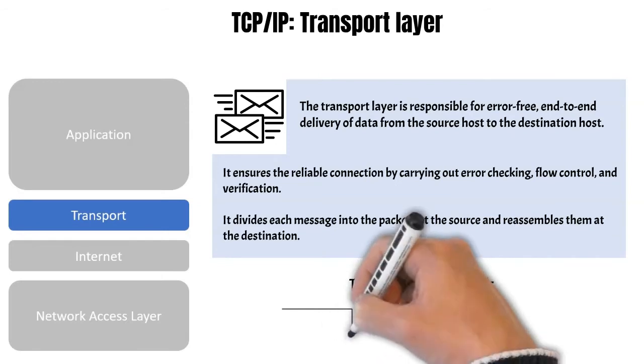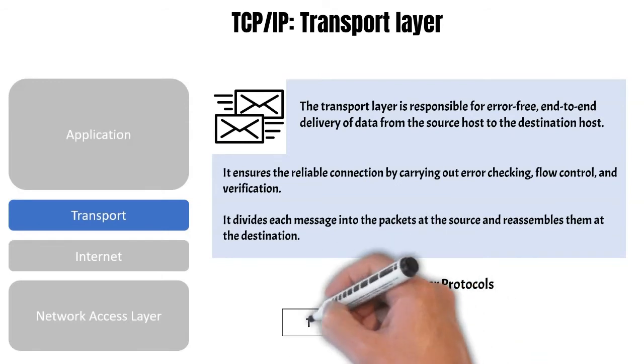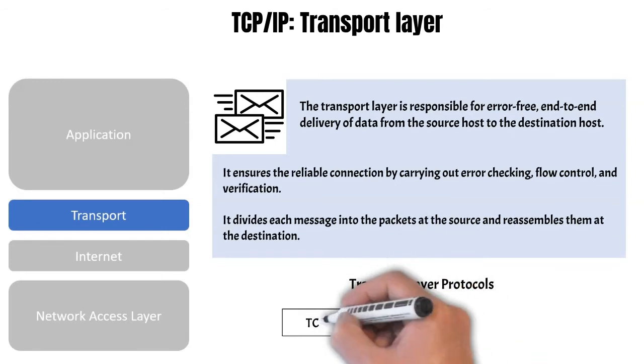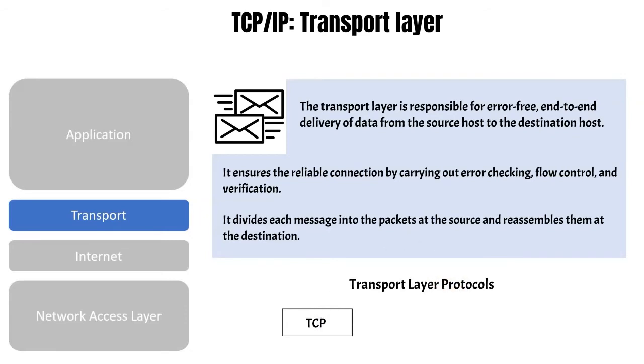Transmission Control Protocol or TCP. It is a reliable connection-oriented protocol that transmits data from the source to the destination machine without any error. At the sending host, TCP divides an incoming byte stream into segments, and at the receiving host, it reorders the segments and sends the acknowledgement to the sender.